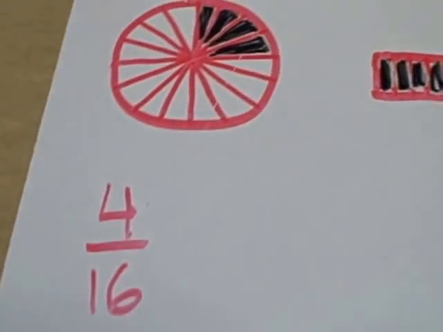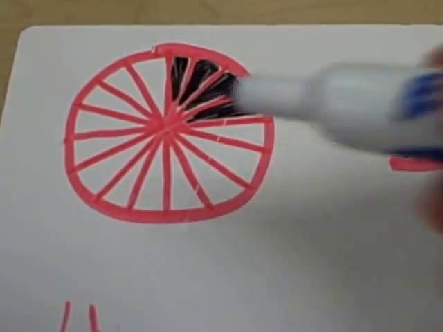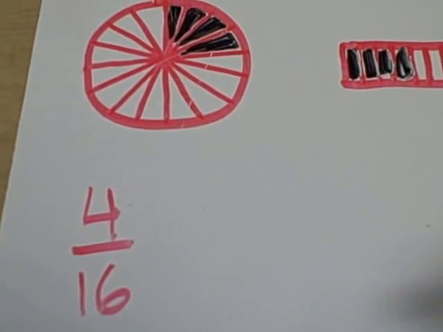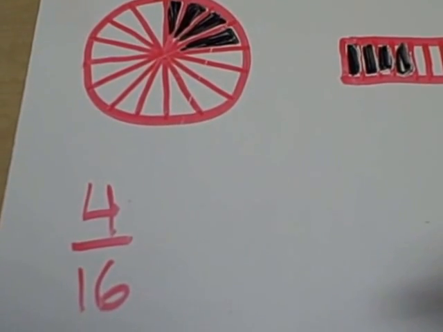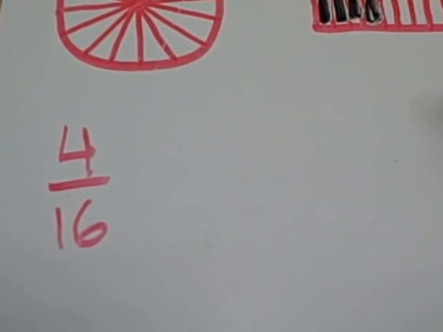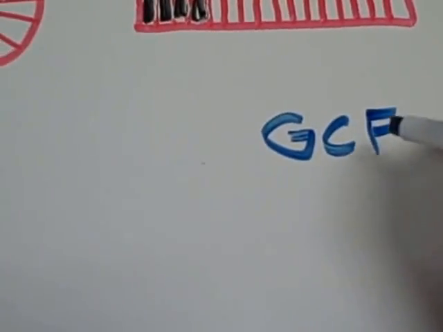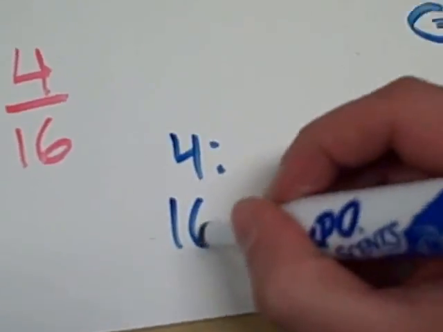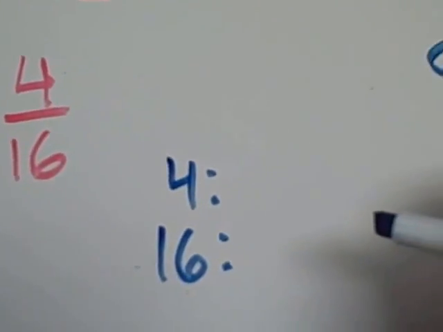Let's try another one. 4/16. As you can see, I've got 16 parts in the whole and 4 shaded in. Same with my fraction bar here. Again, this time let's try the greatest common factor strategy first. So let's find the greatest common factor for my numerator and my denominator. 4 and 16. What are the factors of 4?